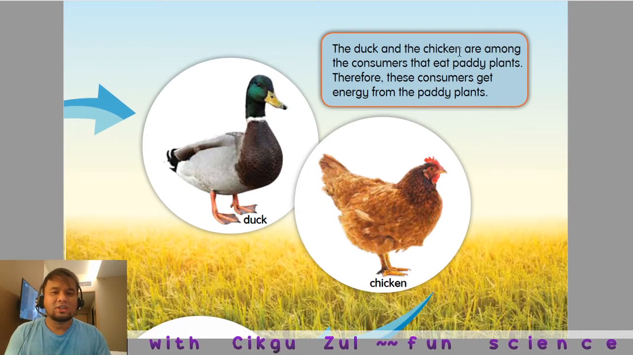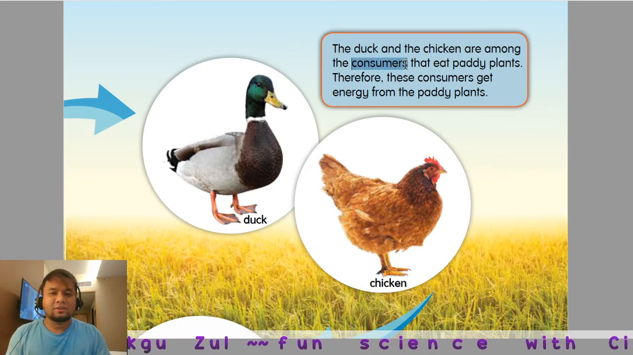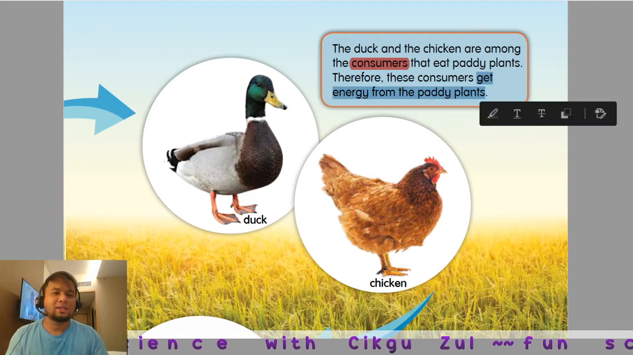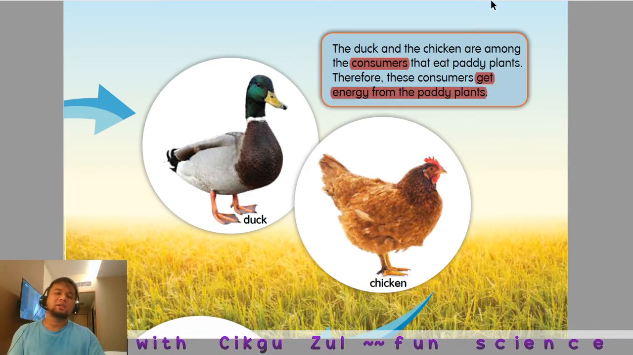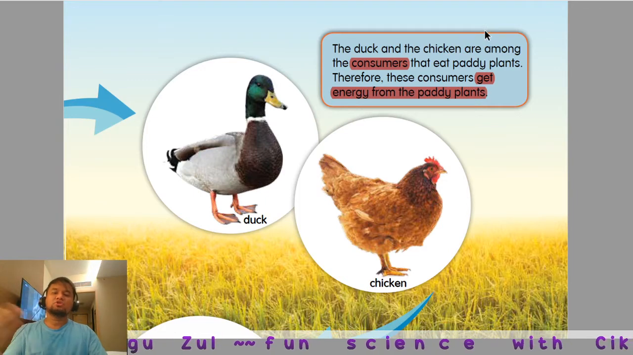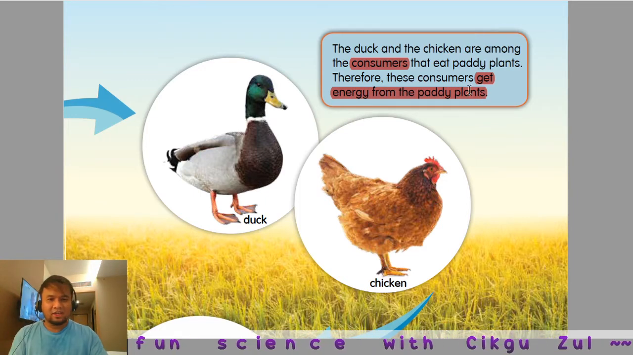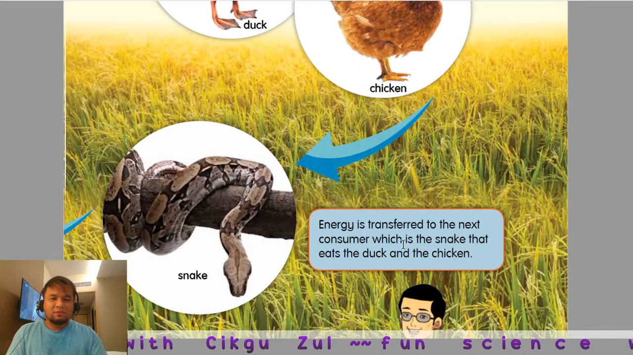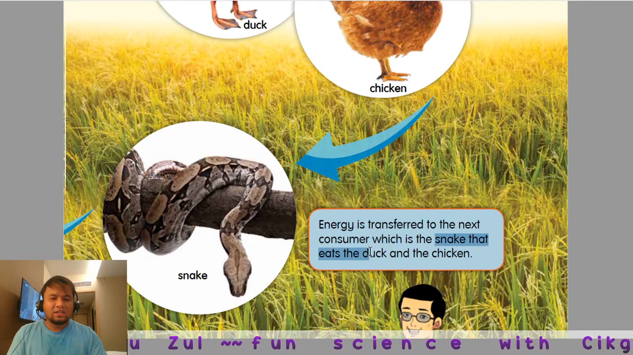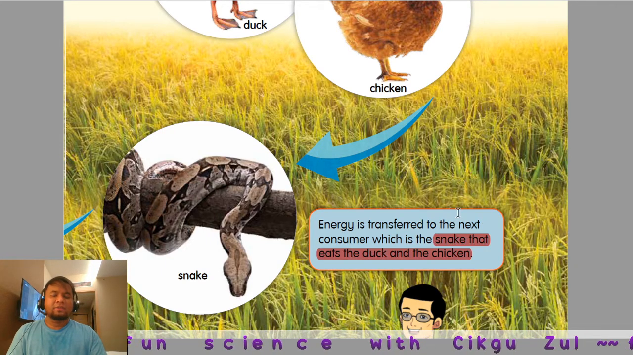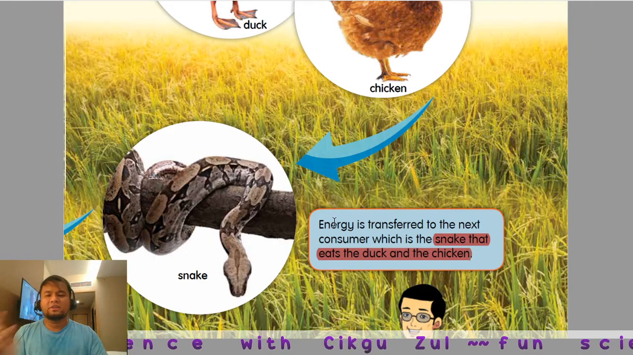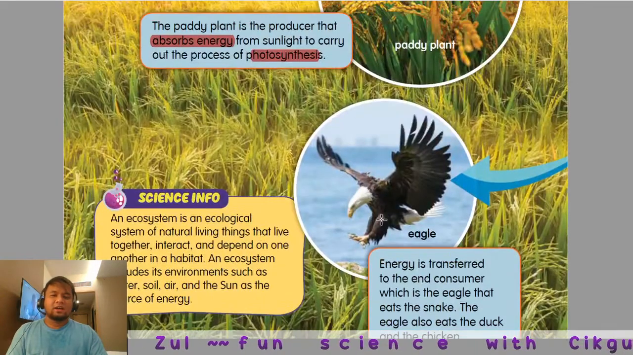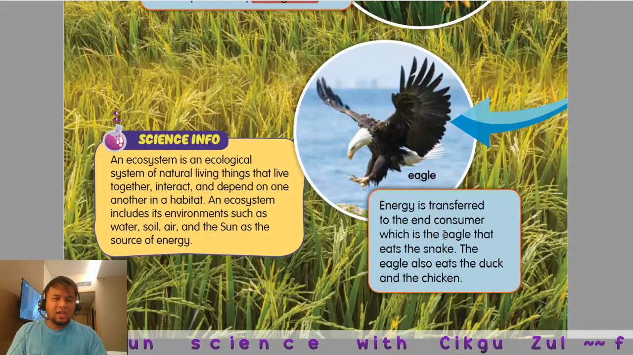So, the duck and chicken are the consumers, okay, who gets their energy from the paddy plant. Oleh sebab dia makan padi tadi, dia dapat tenaga. Tenaga tu sudah dipindahkan kepada ayam dan itik. Kemudian, oleh sebab ular tadi makan itik dan ayam, snake eats the duck and the chicken. Okay, the energy now is transferred to the snake. Nampak ni? And lastly, the eagle eats the snake.